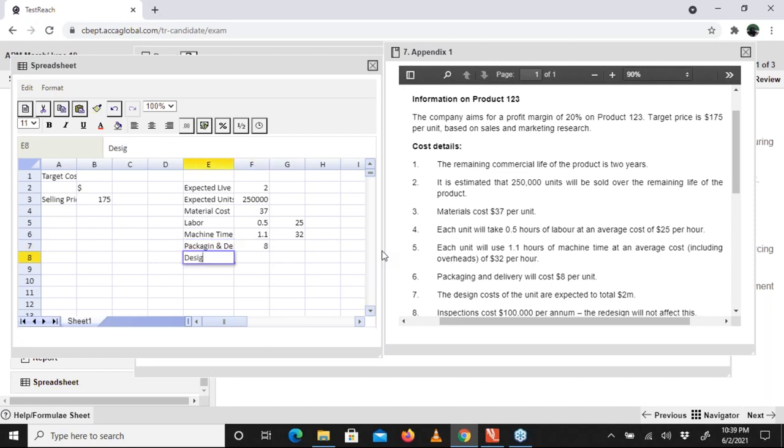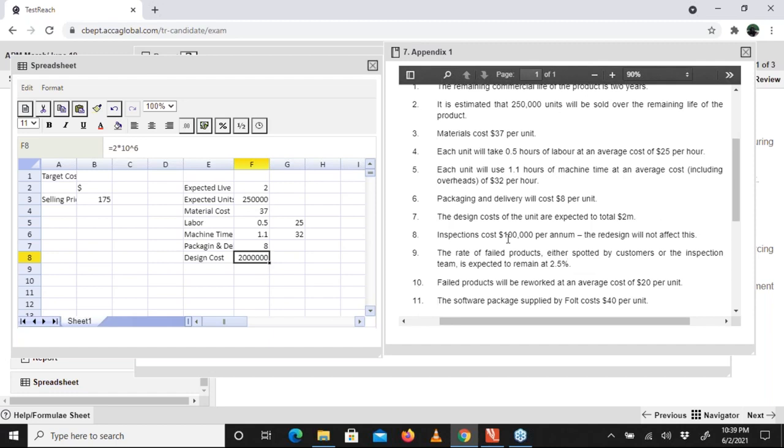Then there is the design cost of the unit, expected to be a total of 2 million. So I would say 2 into 10 raised to power 6, which gives 2 million. There is this inspection cost of 100,000 per annum. The design will not affect this. Even if you redesign the product, this cost will still be incurred. I repeat, even if you redesign the product, this cost will still be incurred, which is 100,000 per annum.